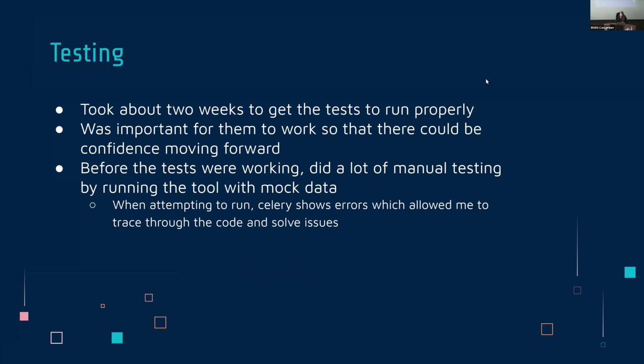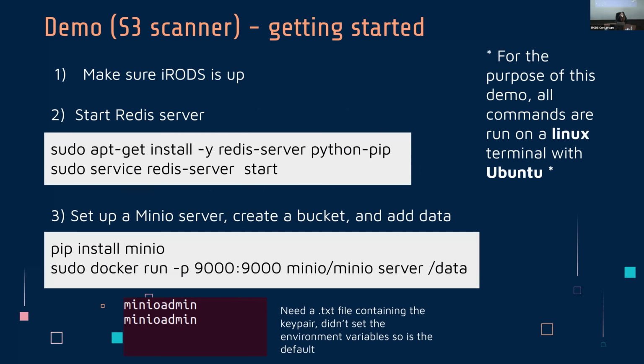So when it came to testing, it took about 2 weeks to get the tests to run properly. And this was important that they worked so that there could be confidence moving forward with the project. Before the tests worked, I did a lot of manual testing by running the tool with mock data. And when attempting to run, Celery would show me errors, which allowed me to trace through the code and solve the problems as they came up.